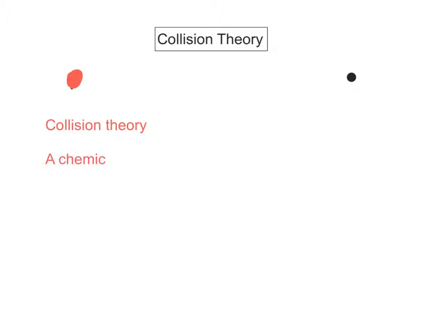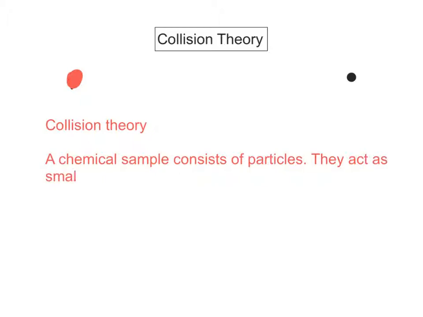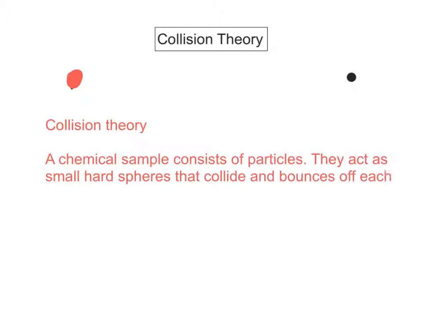So if we have a chemical sample, and this chemical sample consists of particles. Now, when I say particles, I mean molecules, atoms, or ions. So they act as small, hard spheres that collide and bounce off of each other. It's like if you're throwing a bunch of basketballs at each other, right? There's going to be some energy release when they hit each other, and then when they rebound as well.